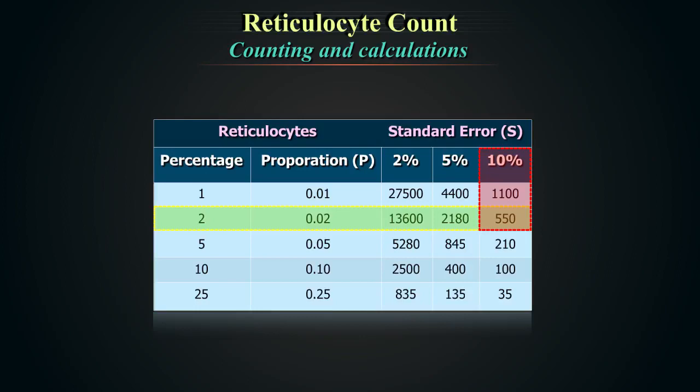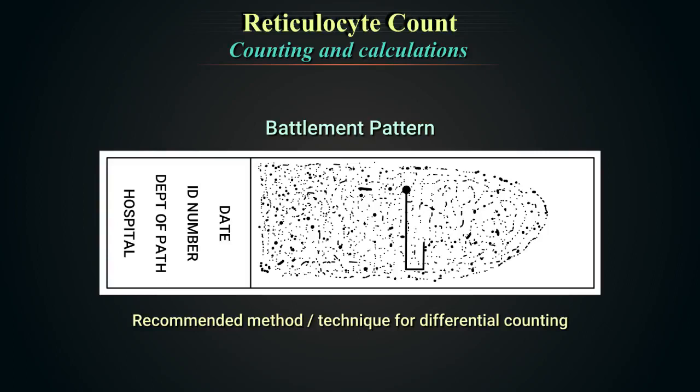If that is not acceptable to the lab, count 2180 RBCs for a 5% error, which is checking about 43 fields approximately. So move from field to field in the Battlement scanning pattern used for blood smears to reduce sampling errors.